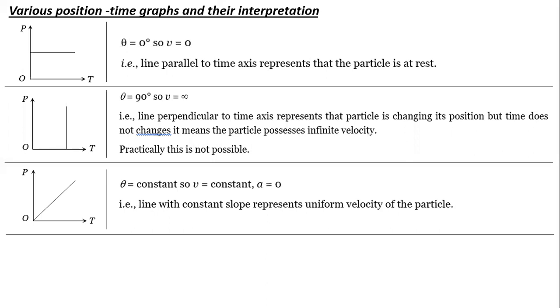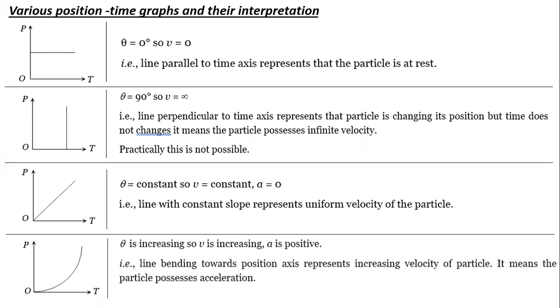If I go for the fourth graph, I have some curve. In this curve, I can see the angle made with the x-axis is increasing from 0° towards 90°. If the angle is increasing, the velocity should increase. So directly I can say the acceleration is positive. That is, the line bending towards the position-time axis represents increasing velocity of the particle.